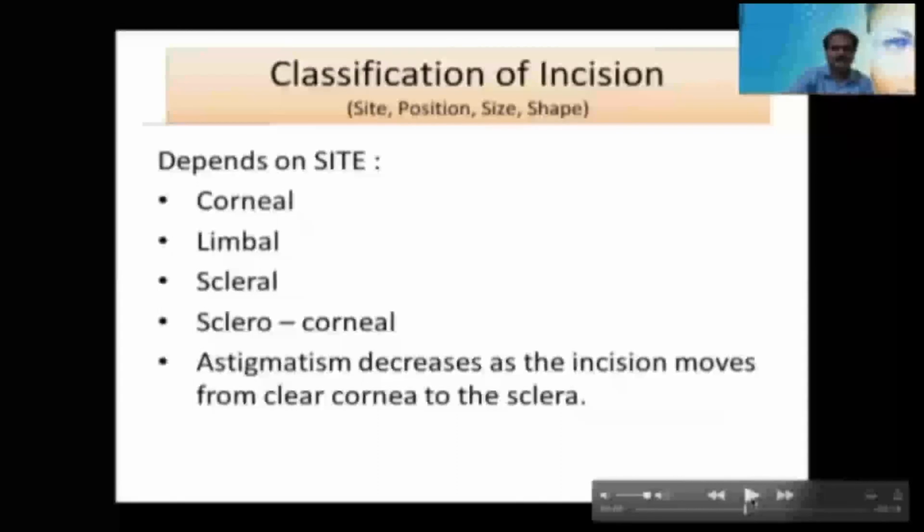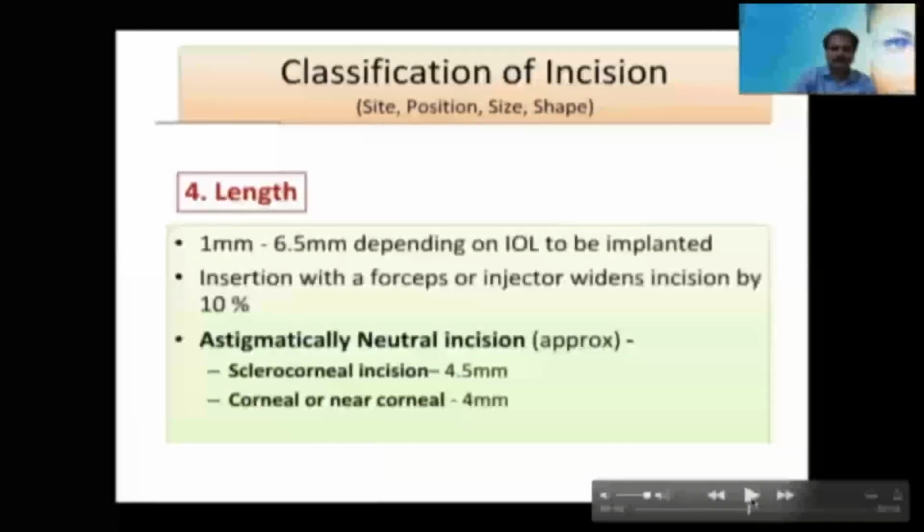Depending upon the incision, which can be classified as the corneal, limbal, scleral, or corneoscleral, one thing important to note is that astigmatism decreases as the incision moves from the clear cornea to the sclera. The length of the incision varies anywhere from 1 millimeter to 6.5 millimeter, depending on the IOL to be implanted. Insertion with a forceps or injector widens the incision by about 10%. And the astigmatically neutral incisions are 4.5 millimeter sclerocorneal incisions and about 4 millimeter corneal or near corneal incisions.